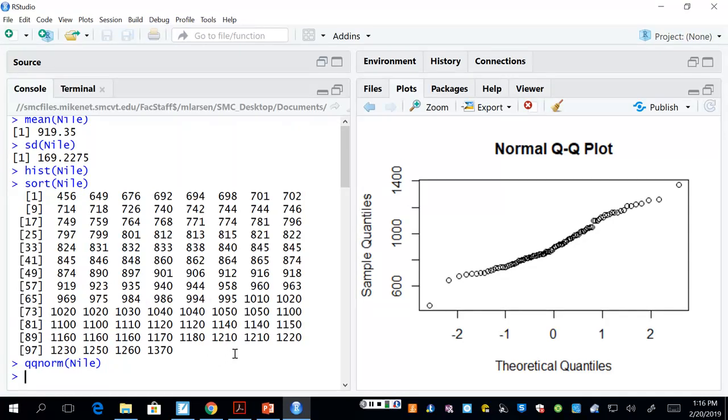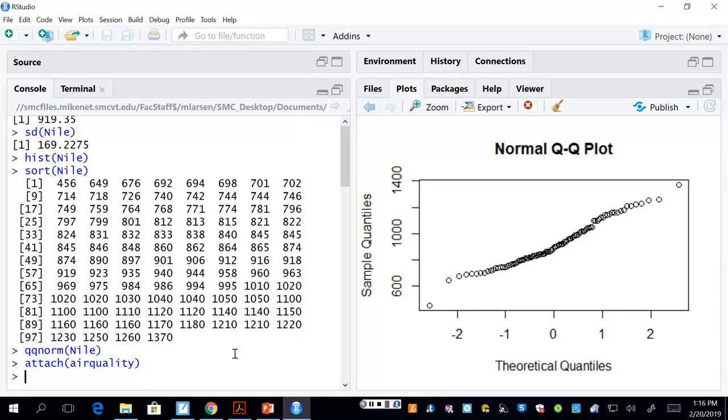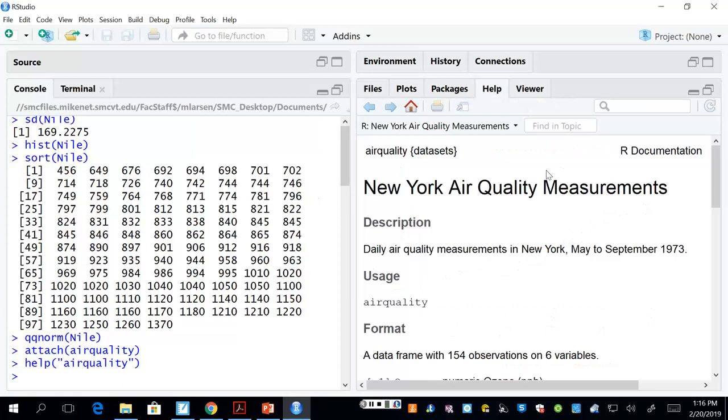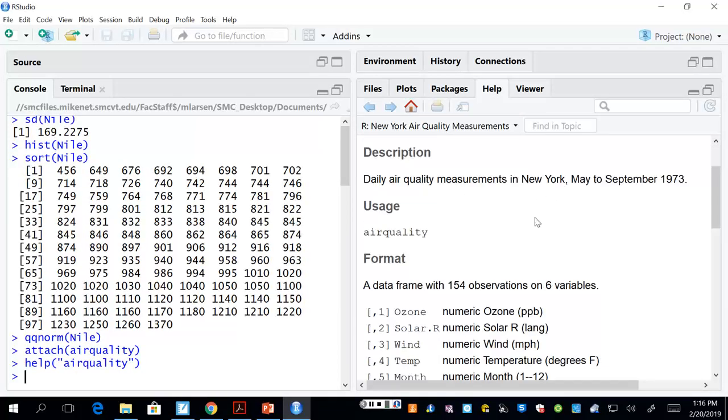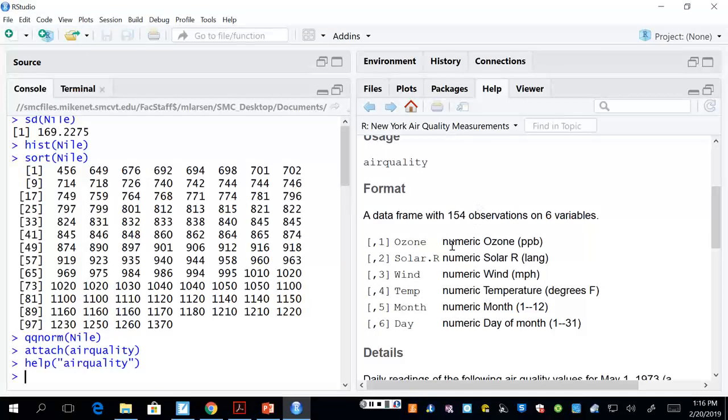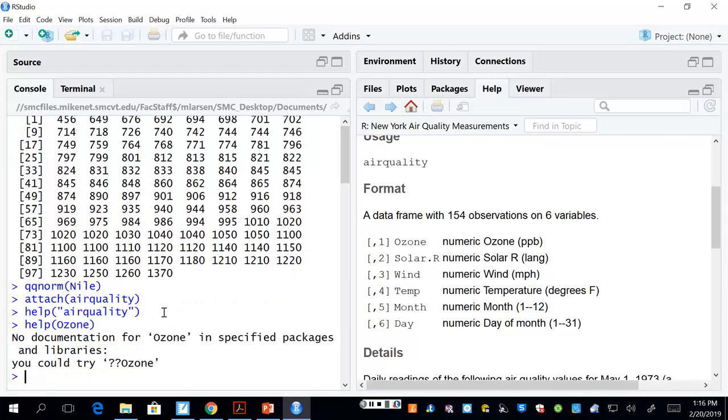Right? There's another data set here called air quality. I'm going to attach it so we can help make things go a little quicker. This air quality data set has New York air quality measurements. They have a bunch of measurements in here, like ozone, solar, wind. So we could be concerned with the ozone measurements. Air quality, ozone, I want a histogram of ozone.